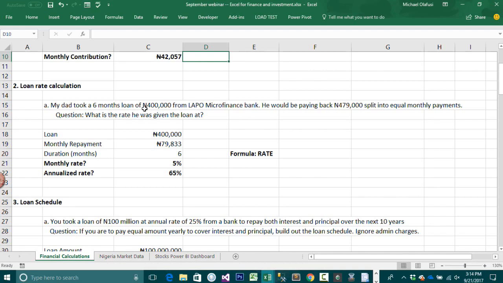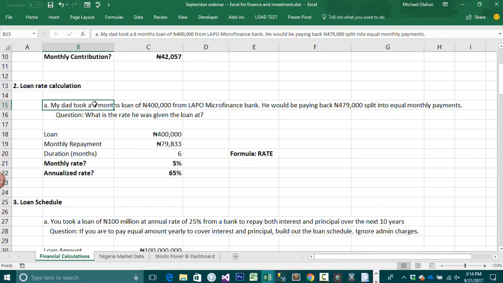So that's why he decided to go to the microfinance bank, and he has a kind of relationship with them, and so they gave it to him. But then I was aware of all the conditions. They said he was going to pay back an equal amount, the same amount every month for the next 6 months. So it's a 6-month duration loan, and the total money he's paying back is 479,000, split into equal monthly payments. So now the question is, how do you know the rate at which the loan was given to you?